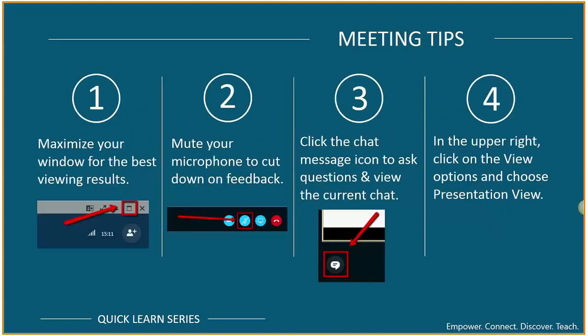Just a few meeting tips for the Skype for Business meeting space. It's a good idea to maximize your window for the best viewing results. So in order to see my screen as large as possible, you may want to maximize the overall window with the meeting. You are all muted at this point, but it's a good idea to keep yourself muted to cut down on feedback. If you do have a question, click on the little chat instant message icon in the bottom left to submit the question there, and then we'll pause and try to answer those.